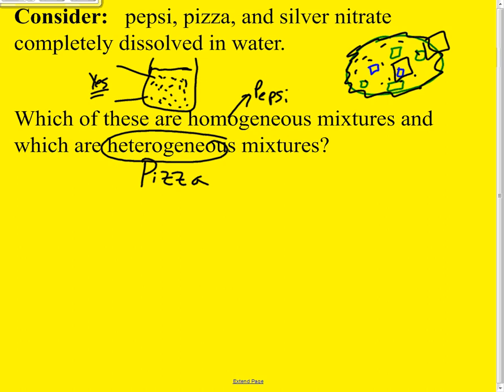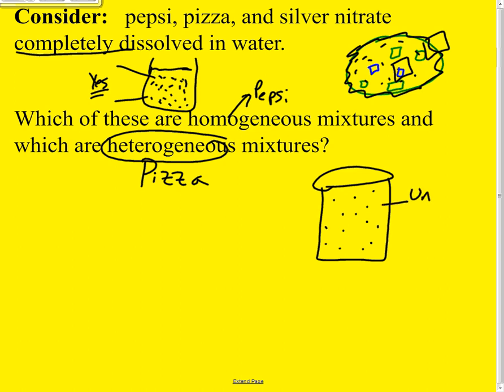And finally, I have silver nitrate, completely dissolved in water. When we say it's completely dissolved, that means it's pretty evenly spread throughout, that I don't have a big blob at the bottom. And if it's completely spread throughout, that means it has a uniform composition, which means that silver nitrate in water is also a homogeneous mixture.